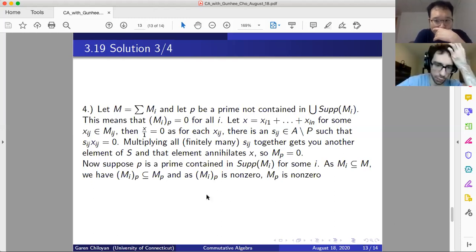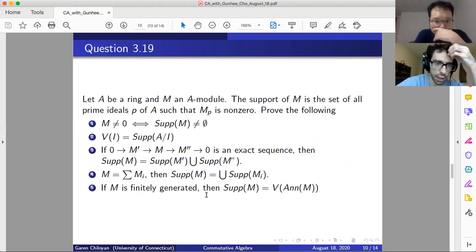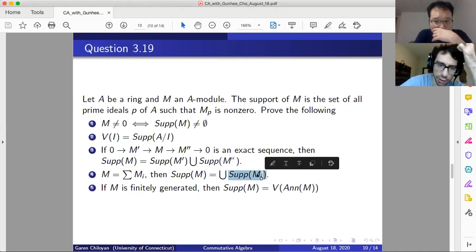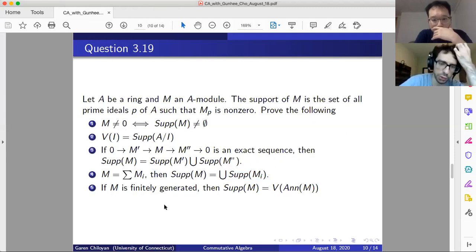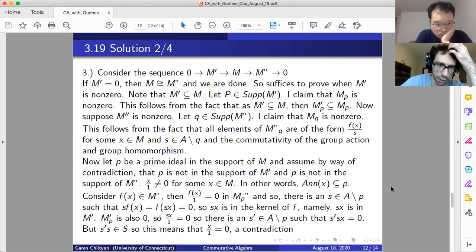So we prove that if you are not in here, then you're not in here. So we proved left to right. So let's prove right to left. So let's start here.